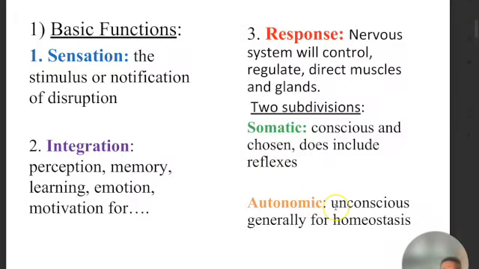Autonomic nervous system, of course, is automatic. You don't even think about it, like your breathing, like your heartbeat, okay, digestion, all that stuff is automatic. It's unconscious, okay.